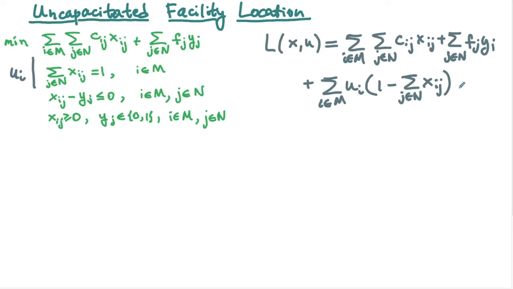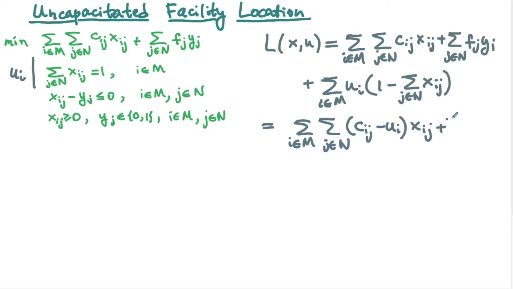Alright, so rearranging the terms, we can see that the coefficient for x_ij is going to be c_ij minus u_i. So let's simplify this expression to the summation of (c_ij minus u_i) multiplied by x_ij, plus the summation of f_j y_j, and plus the summation of u_i over i in M.